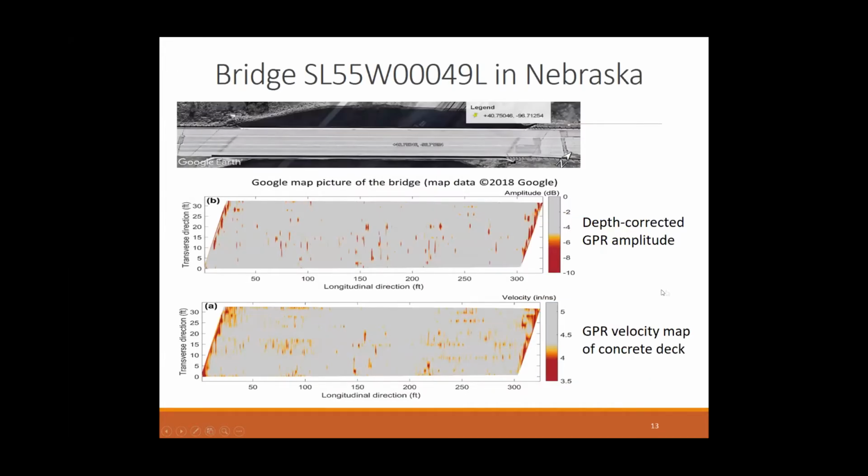This is the result from a concrete bridge deck in Nebraska. That shows the GPR amplitude, and it's depth corrected. This is another improvement we made, so its amplitude is corrected by the rebar depth. And we also show the velocity map. The velocity map indicates the deterioration of the concrete cover.